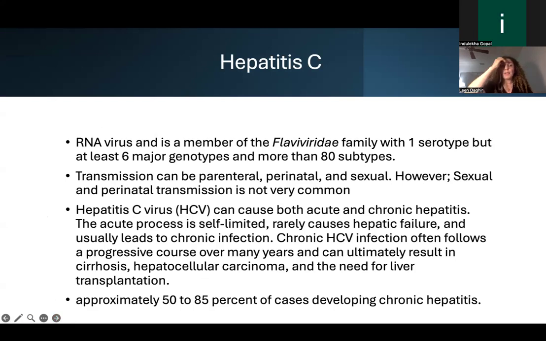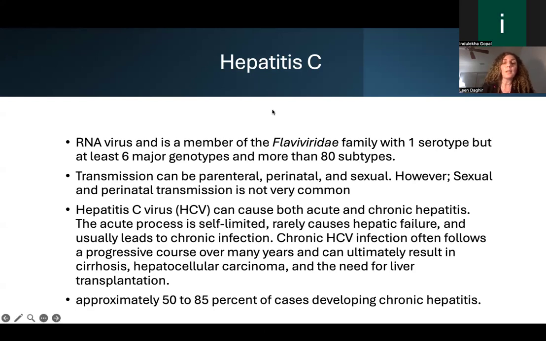Now we'll move to hepatitis C. Hepatitis C is an RNA virus and a member of the Flaviviridae family with one serotype, but at least 6 major genotypes and more than 80 subtypes. Transmission can be parenteral, perinatal, or sexual. However, sexual and perinatal transmission is not as common as in hepatitis B.